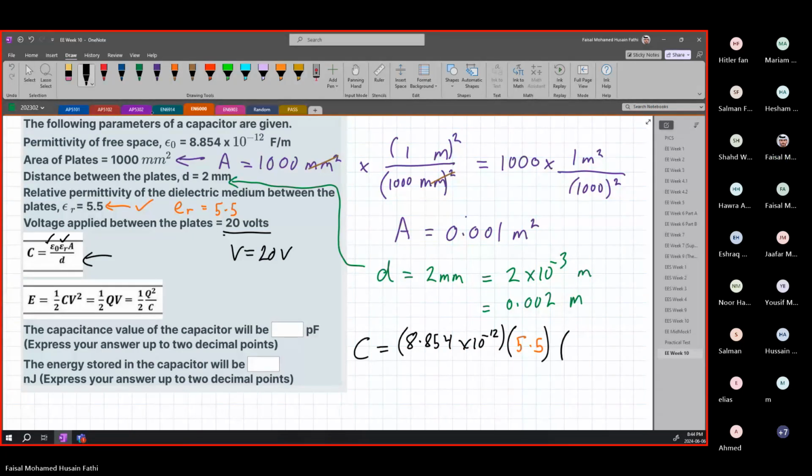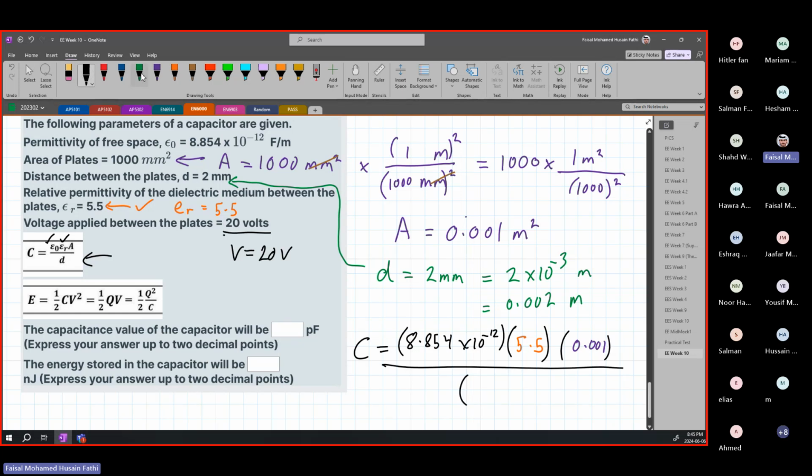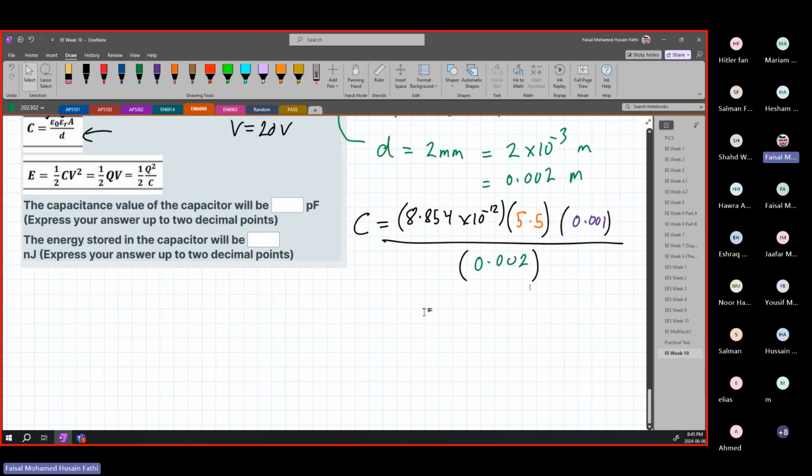times your area. What is your area given here? It is 0.001. So it's 0.001 divided by your distance in between, which is 0.002. And you will get your value for capacitance.